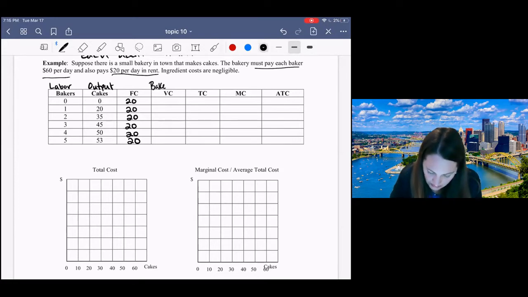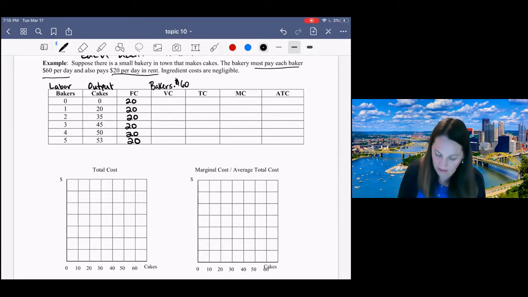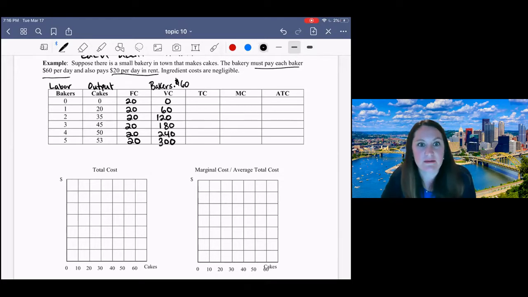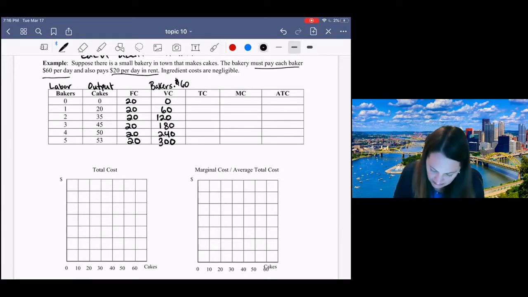So our variable cost will be equal to the number of bakers times the cost of each one, which is $60. So if I hire no bakers, I have no labor costs. If I hire one baker, I have to pay $60. Two bakers is $120. Three bakers would be $180, right? And so on. That's my variable cost. And then to get total cost, we're just going to add those together. So we'll add up the fixed cost and the variable cost for each of these possible points of production.